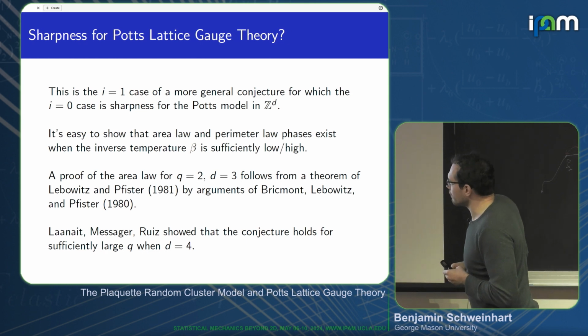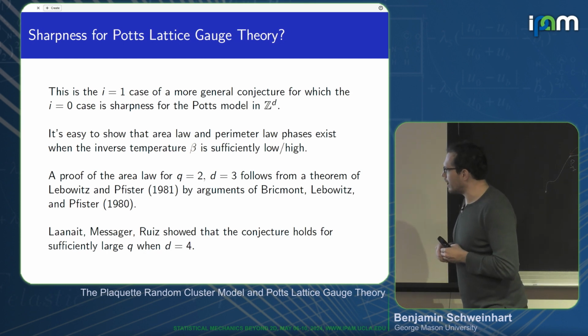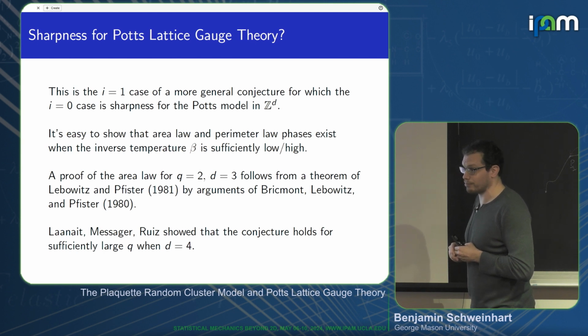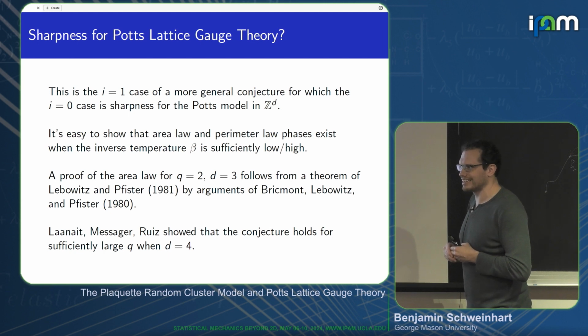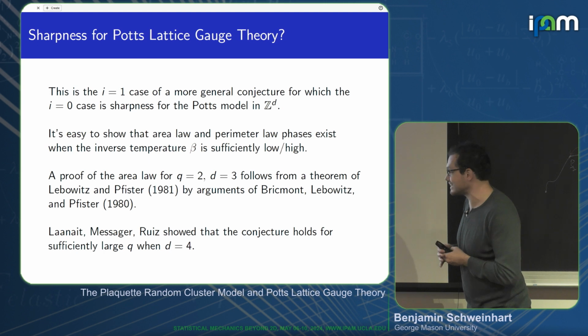So the other result from the literature is that of Laanait, Messager, and Ruiz. I believe it's 1986, I'm missing the date here, who showed that when q is sufficiently large, you have a sharp phase transition at the self-dual point in 4 dimensions. Now, it'd be really nice to do that in lower dimensions with an effective q, but we don't have that technology yet.